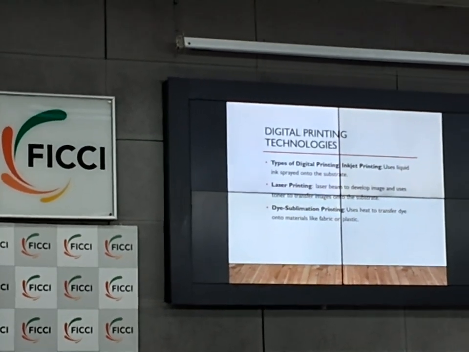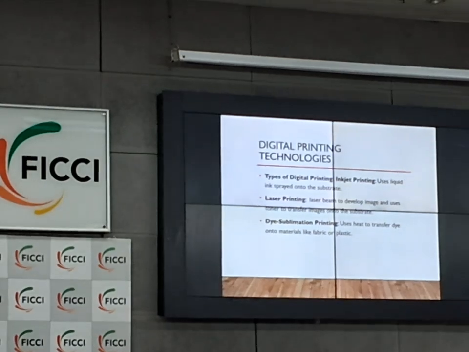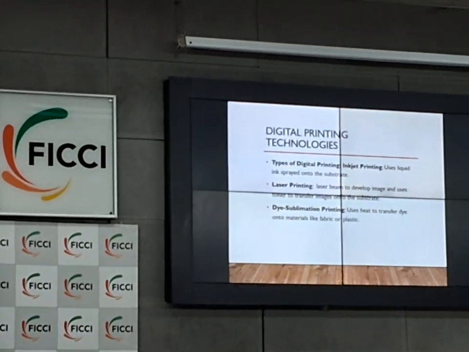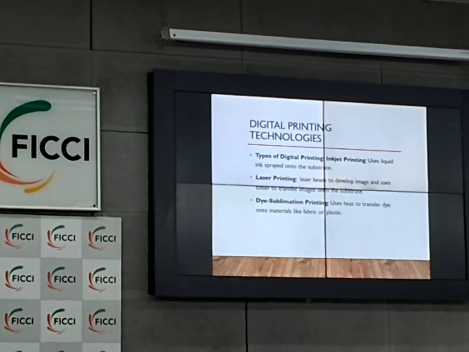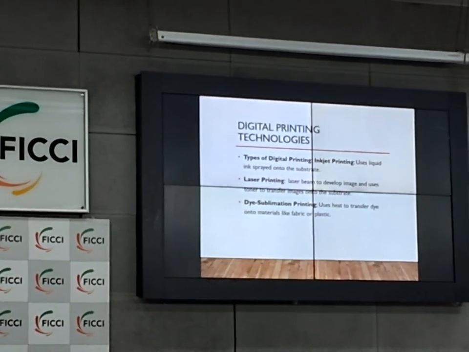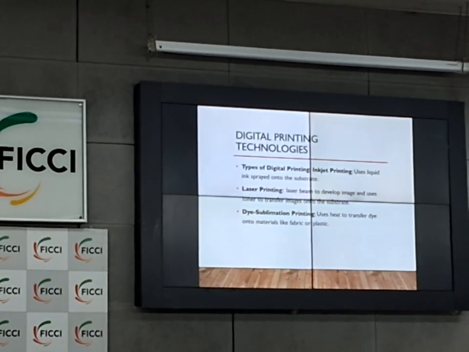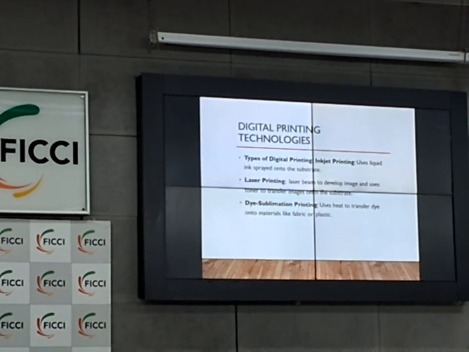Next. So these are the various types of digital printing. One is inkjet printing, another is laser printing, dye sublimation printing. So laser gives the best quality resolution. So for graphical reproduction, we can use this laser printing process, and this is a little bit costlier than the inkjet printing process. Next.